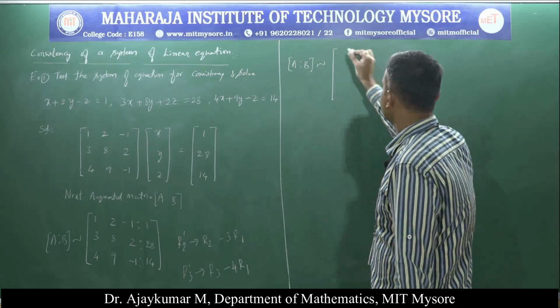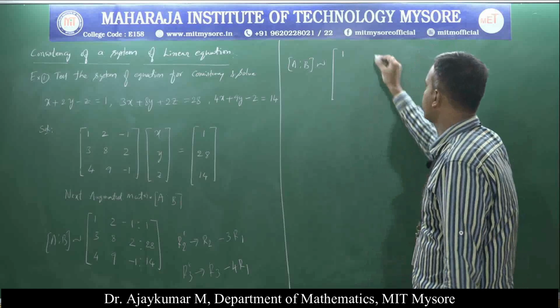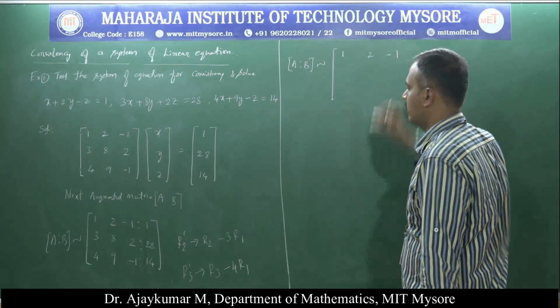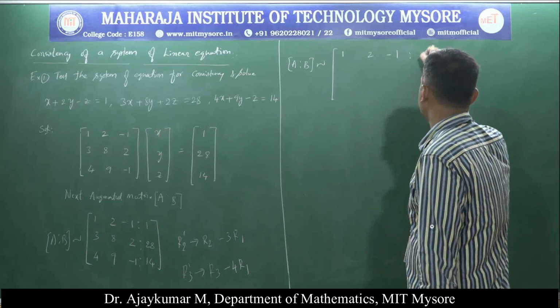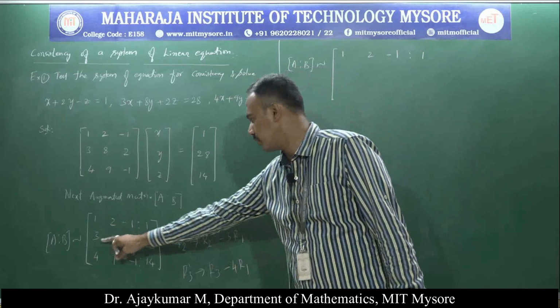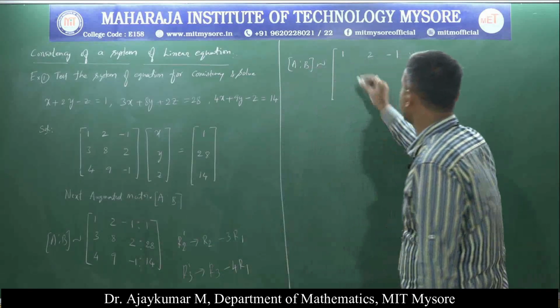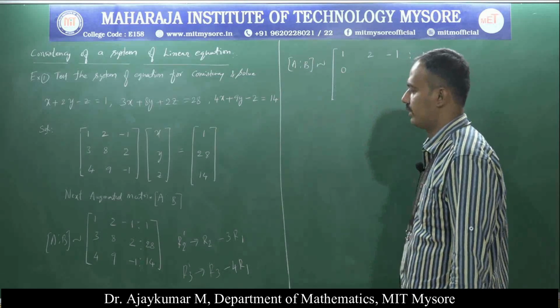After applying these two transformations, the augmented matrix becomes: first row no change, the same elements 1, 2, minus 1 along with 1. Now the next one, row 2: 3 minus 3 times R1, 1, and that becomes 0.